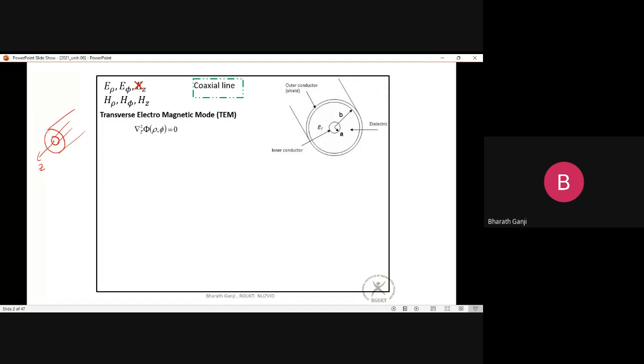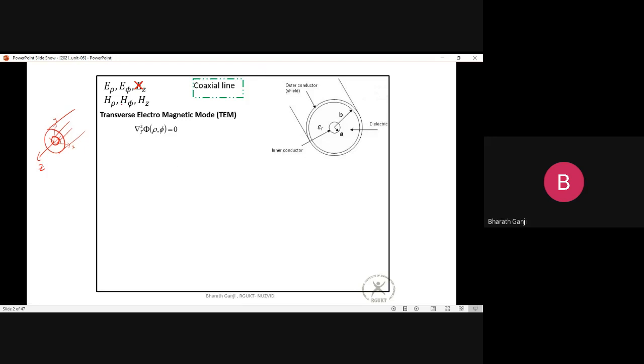And then what are the other dimensions? You have rho and you have phi. I can assume this is some x-axis and y-axis. You can see rho is the perpendicular distance and phi is the angle with respect to the x-axis. So I'm going to use the cylindrical coordinate system, just as I have used it for the circular waveguide, right?